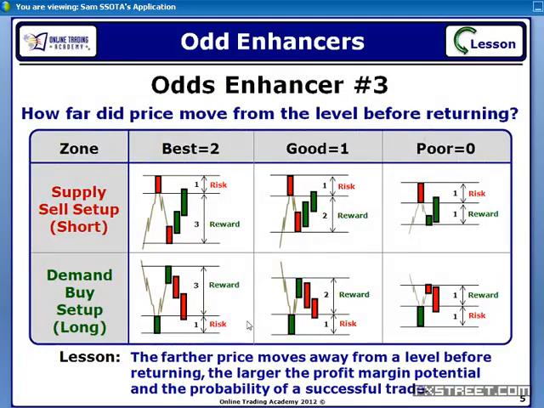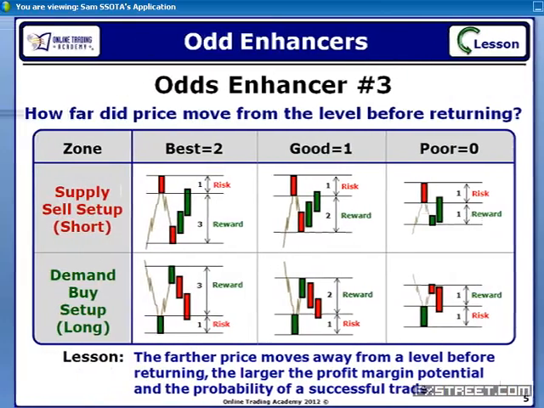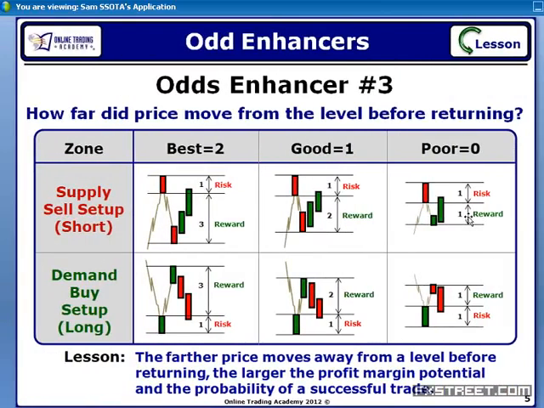Next one. How far, and I want to spend some time on this one because this one's important, and I'll show you a couple other examples after this. How far did price move away from the level before returning back to the level? So let's start all the way on the right side of the screen, the poor example. Right, so price can move away.